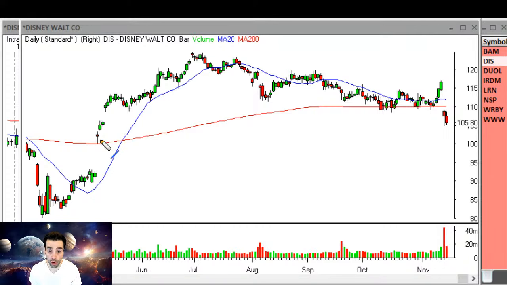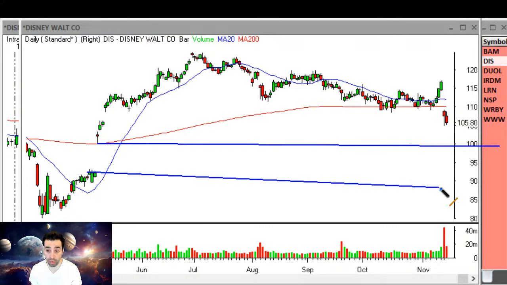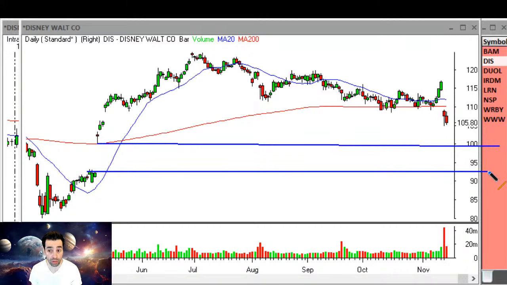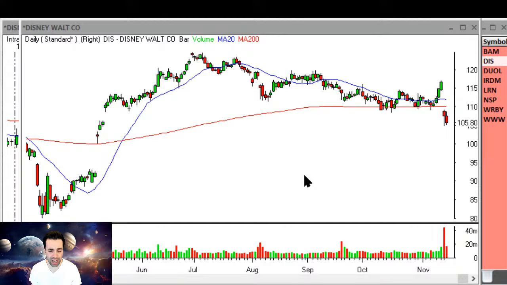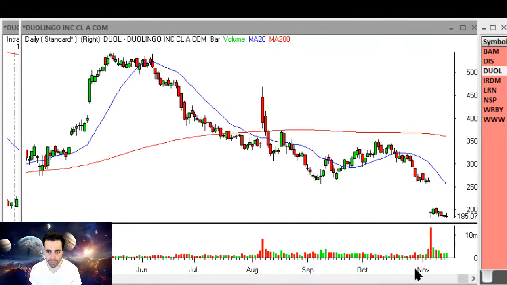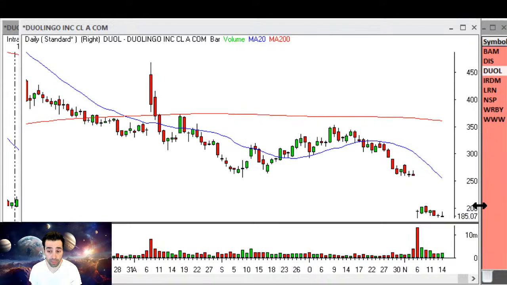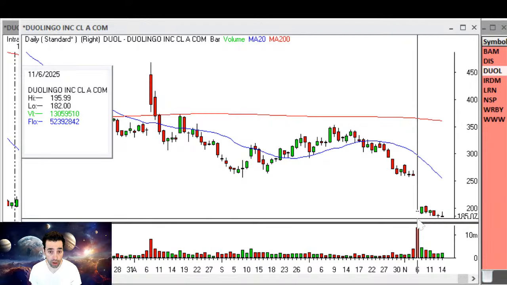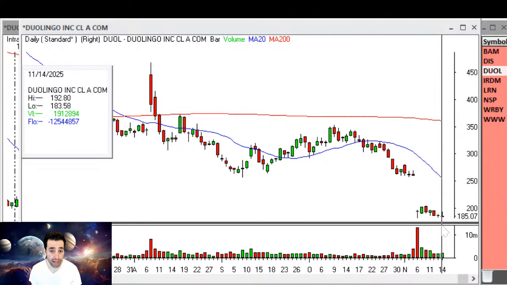It has room to fall. It has room to 100. I mean, it has a lot more room than that if the market decides to really sell off. So on Disney, I don't feel it's quite ready yet. The DUOL looks lower under this bar's low, which is 182. Stop over 193.